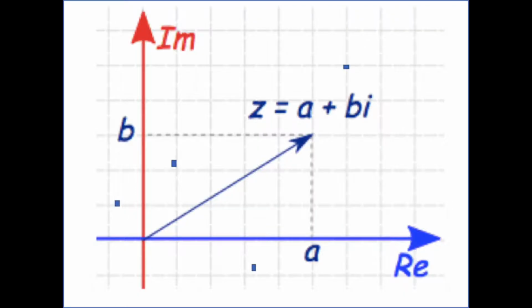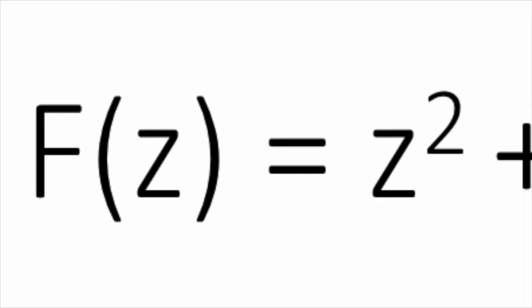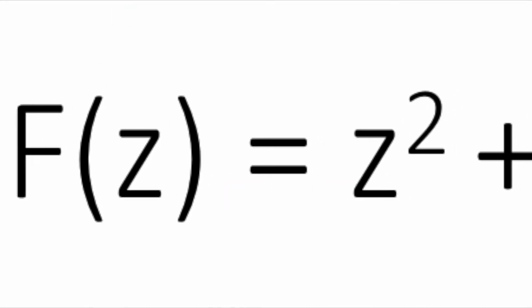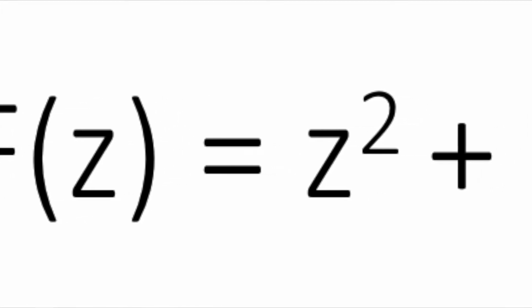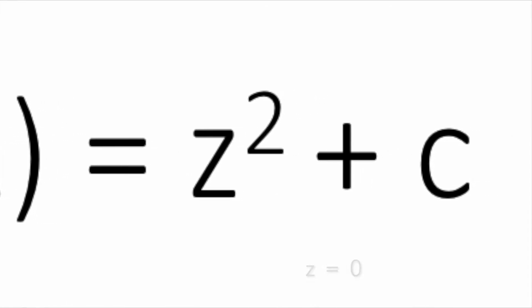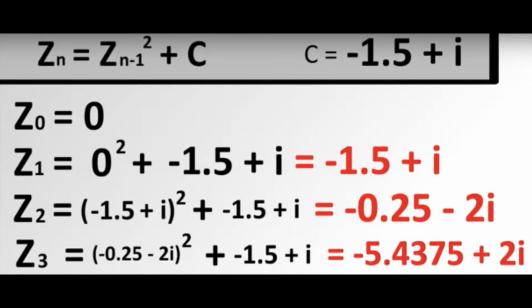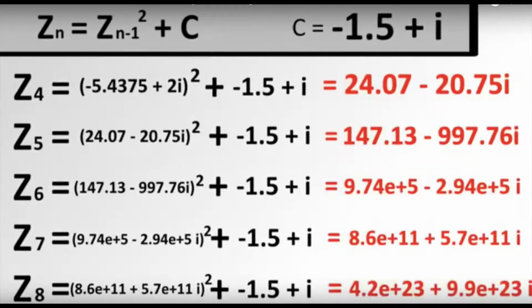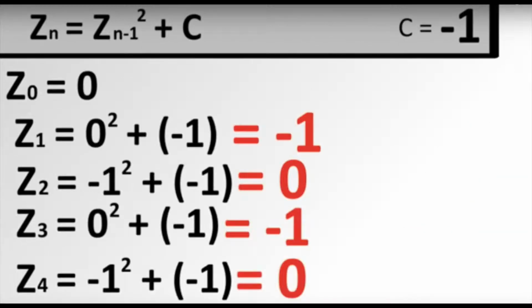Yes, exactly. The Julia and Mandelbrot sets are produced in the same complex plane that Sasha showed me, with the formula f of z equals z squared plus c, where both z and c are complex numbers. For the Mandelbrot set, we set c and evaluate the formula starting at 0 for every point. For example, if we take c equals -1.5 plus i, after many iterations, we can see that it diverges. So we would give this point a color, like blue.